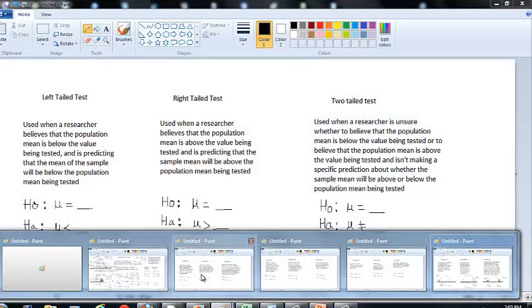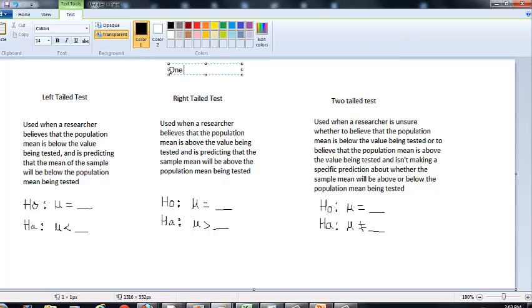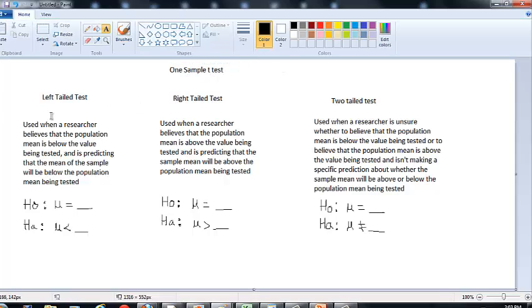Also, in a one sample t-test, the alternative hypothesis depends on what type of test you're doing. In a one sample t-test, a researcher who's doing a left-tailed test has a reason to believe that the population mean is below the number being tested, and is also predicting that the mean of their sample will be below the value being tested.